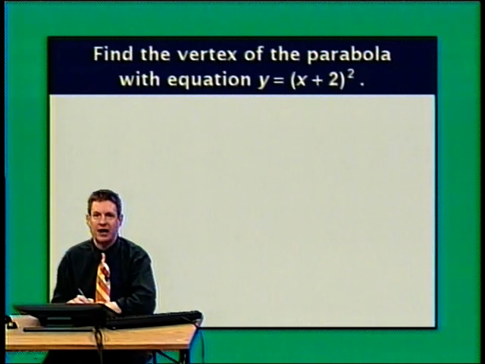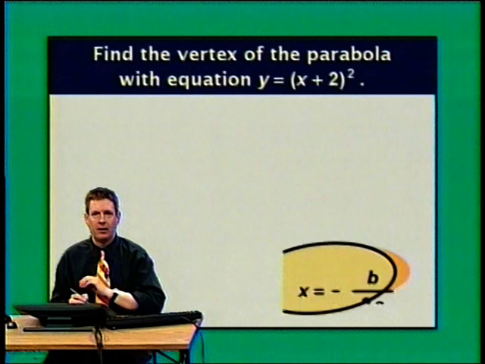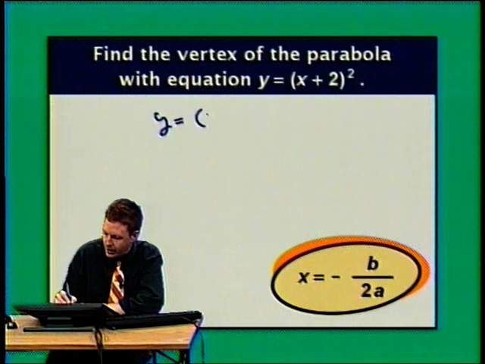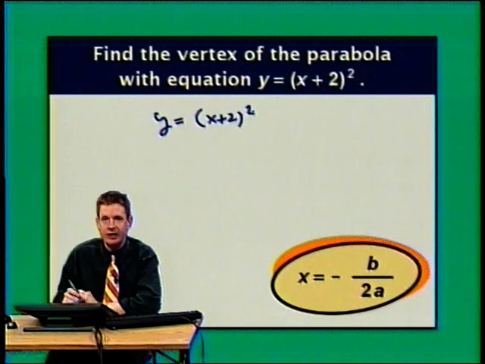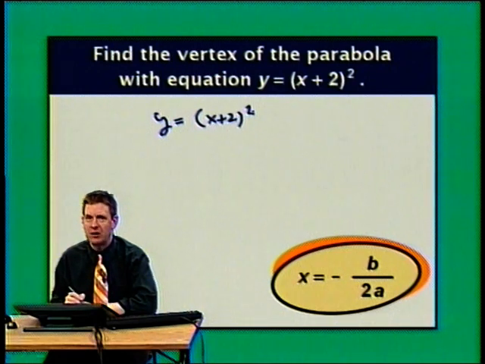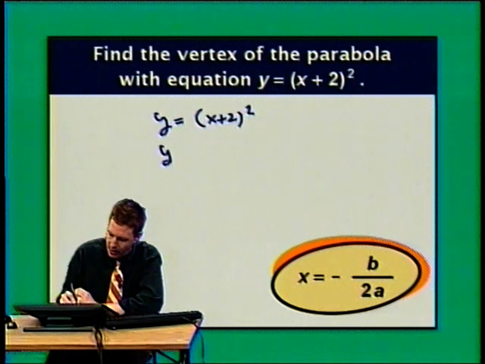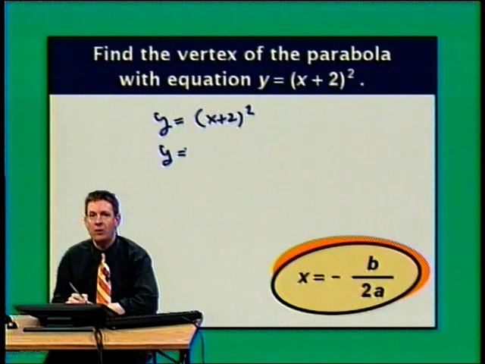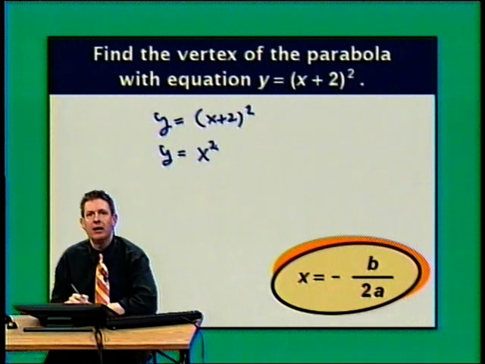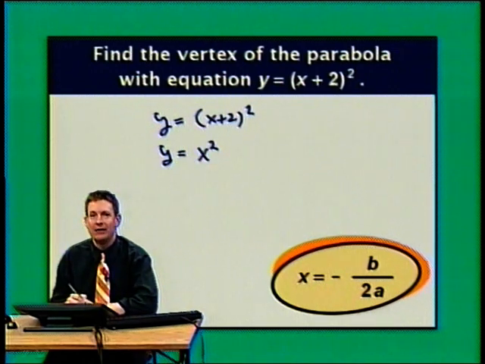How about y equals x plus 2 quantity squared? Before I can use this formula, I need to have my equation written in standard form. I think I'm going to use one of my special forms to figure out what x plus 2 quantity squared is. My special form says that when I square a binomial that's being summed, I need to take the first term squared, so that's x squared, and then I need to add to that 2 times the product of each of the terms.